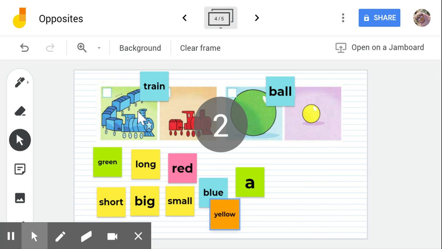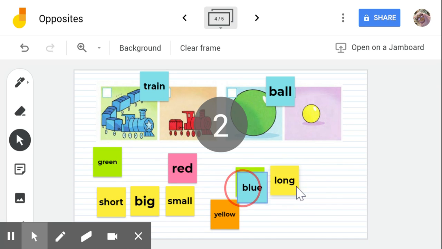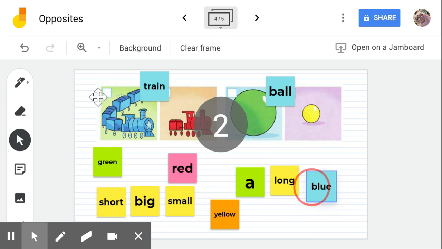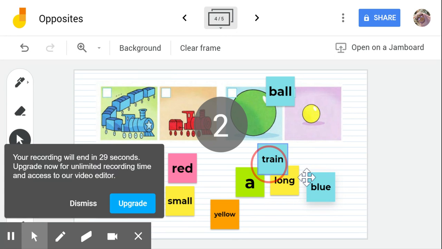For example, this one is a long blue train. It's a long blue train. Kita kena pilih size dahulu, baru kita pilih warna. Remember, you must say the size first, then the color. So it's a long blue train, not a blue long train.